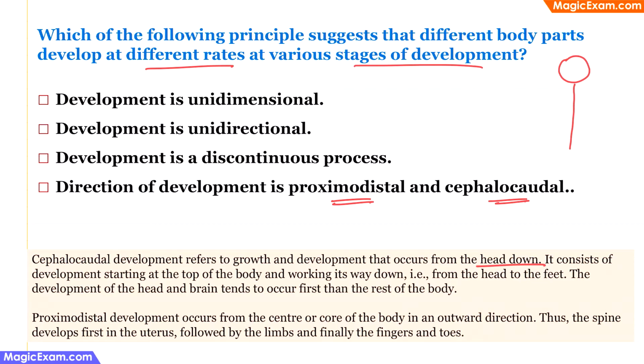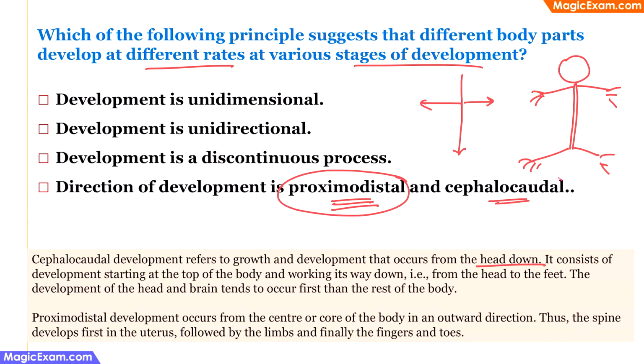That is, first the spine develops and then the limbs develop, and only then the fingers and the toes will develop. So the development happens in cephalocaudal, that is from the top down, and proximodistal, that is from inside out. Therefore, the correct answer here is the direction of development is proximodistal and cephalocaudal, that is from top to bottom and from inside to outside.